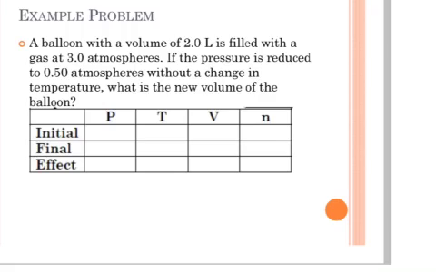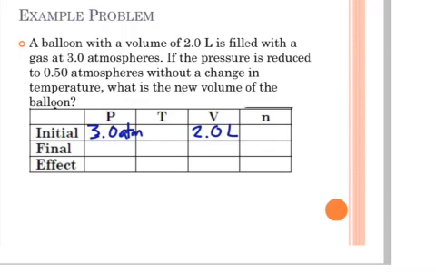So, a balloon with a volume of 2 liters. 2 liters, I need to put a 2 under volume. Is filled with a gas at 3 atmospheres. The 3 atmospheres is happening at the same time as the 2 liters, so I'm going to put that 3.0 atmospheres in the box for pressure.